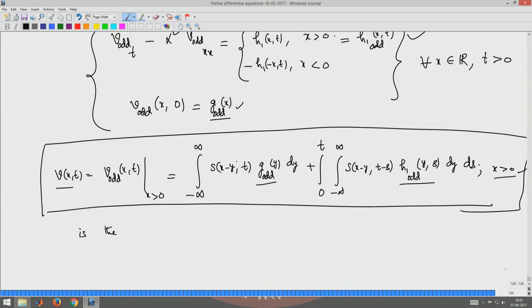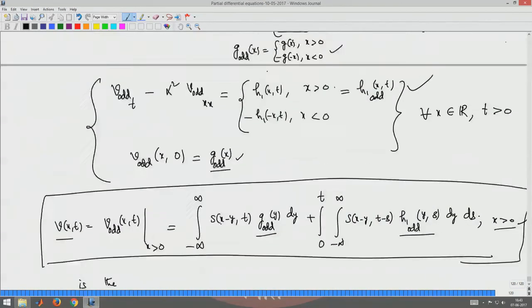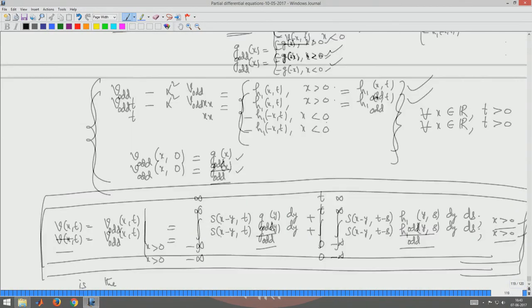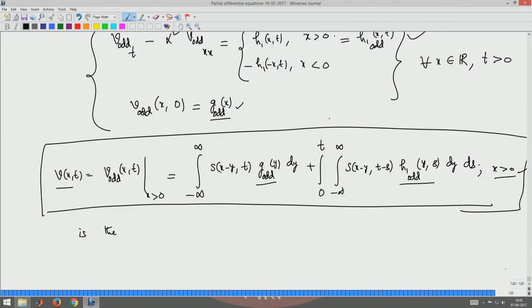After simplification you can do it by just substituting g odd and splitting this integral into 0 to infinity and minus infinity to 0, making use of this g odd function. So, g odd is g of x if it is positive, minus g of minus x if it is negative. So, if you substitute it will take a different form that you can do yourself. So, okay, this is the required solution.